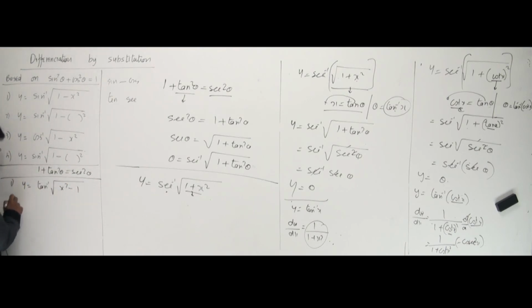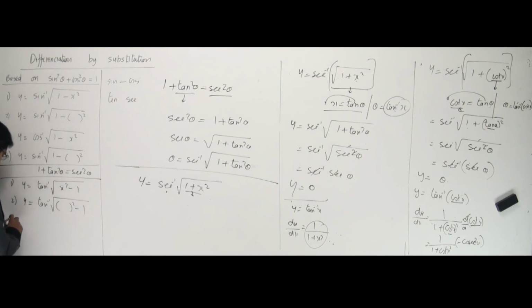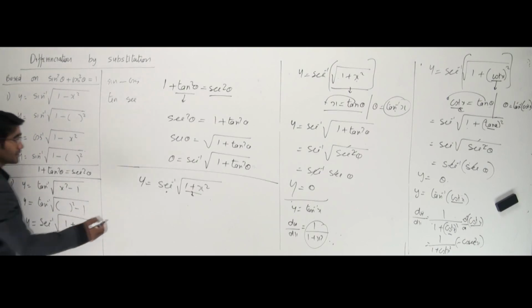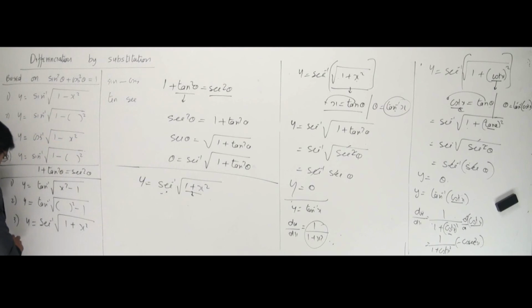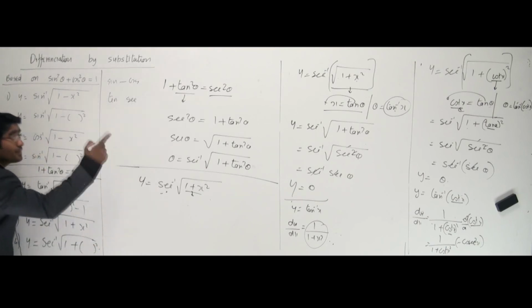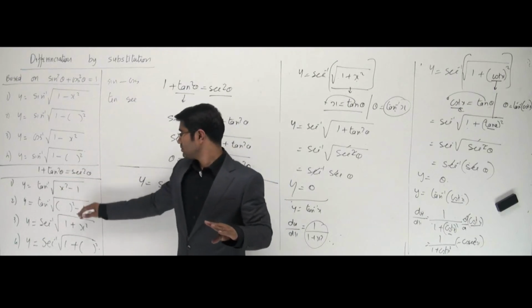Alright, so second guy, y is equal to tan inverse of root of any function squared minus 1. Or y is equal to secant inverse of root of 1 plus x squared, this one. Or it can be fourth, y is equal to secant inverse of root of 1 plus any function the whole squared, the last guy. So there can be 4 typical problems they can ask you.